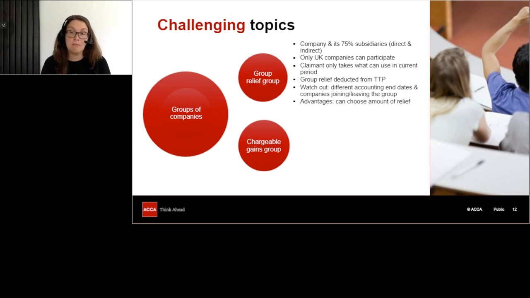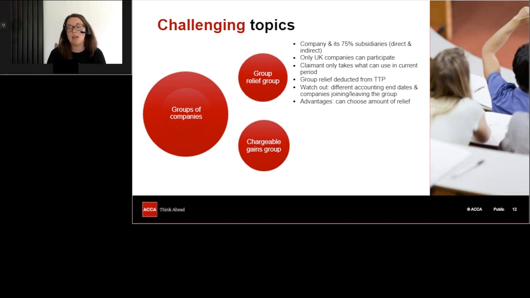When you're deciding how much of a loss can be shared between the different companies, you need to watch out for situations where the companies have different accounting end dates, or if a company has joined the group or left the group during the accounting period, because both of those scenarios mean that you have to be really careful about how much of the loss is passed from one company to another, because we can only pass the losses of the current year. So we can only pass where they have a common accounting period.